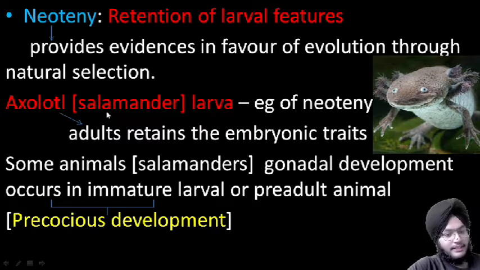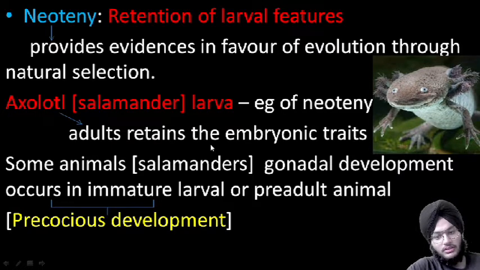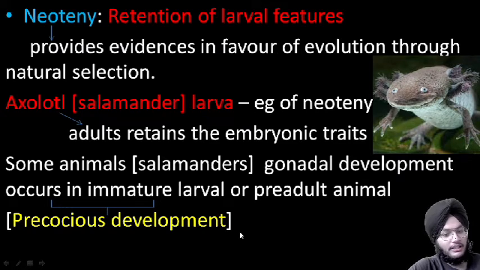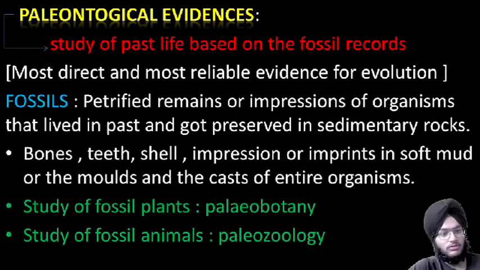Axolotl larva is a type of salamander which is an example of neoteny. Here, the adult retains the embryonic trait, or we can say it doesn't even go through metamorphosis. We can see that it has a tail with which it can swim in the water. Let us talk about precocious development, which is gonadal development occurring in the immature larval or the pre-adult animal. These are present in some animals like salamanders.